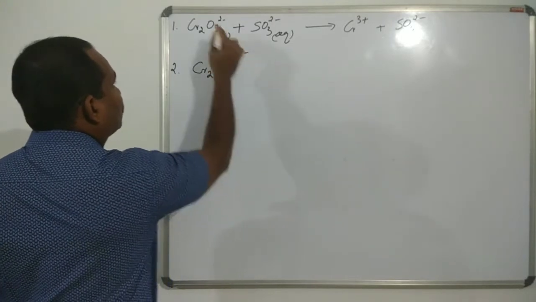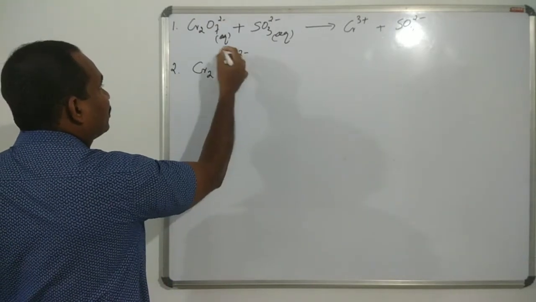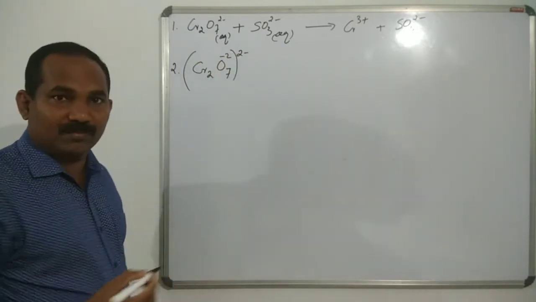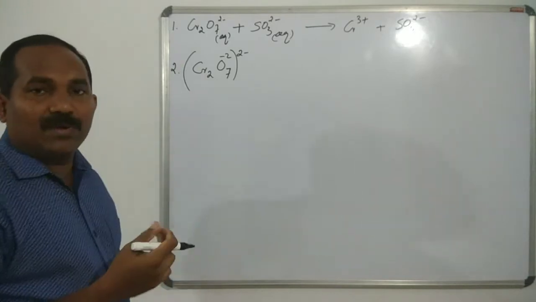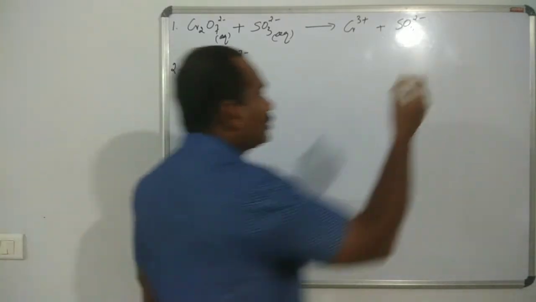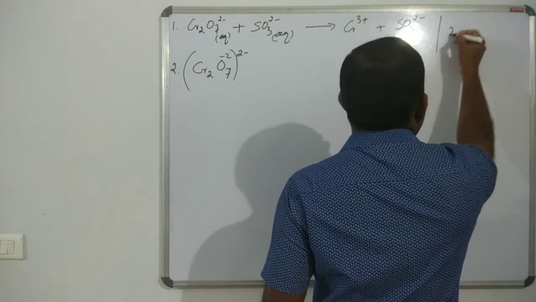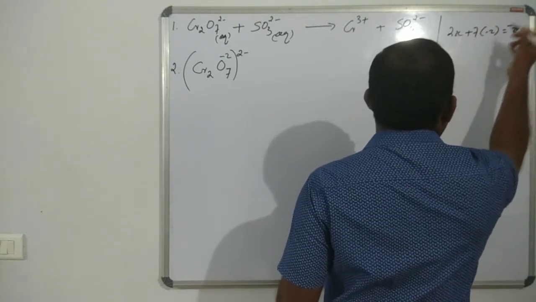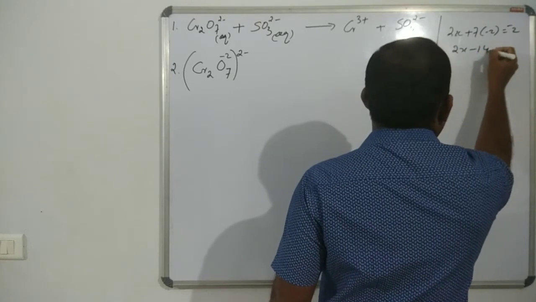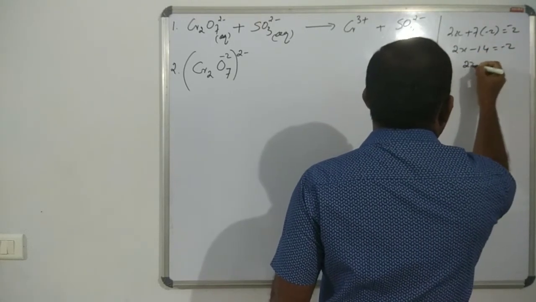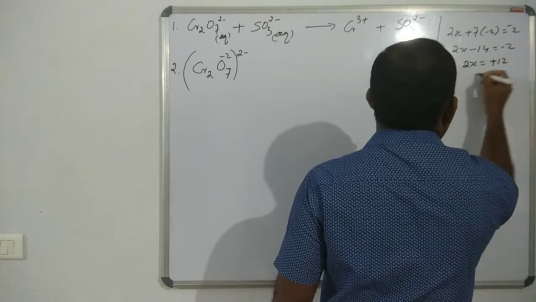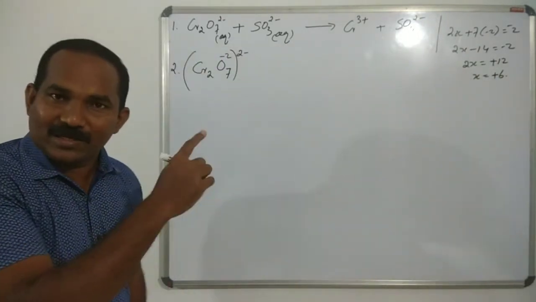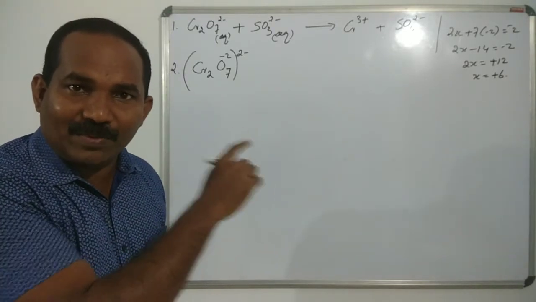Cr2O7 2-. The 2 minus I write in the common. Oxygen is minus 2. Chromium, we don't know. So 2x plus 7 into minus 2 is equal to minus 2. 2x minus 14 is equal to minus 2. 2x is equal to plus 12. X is equal to plus 6. That is the method we studied in the previous session.